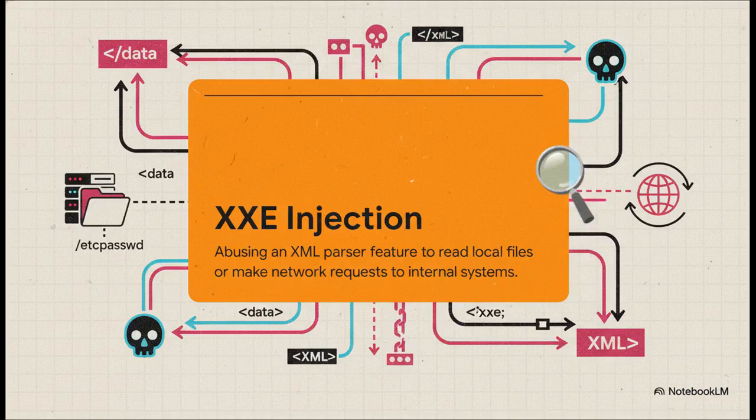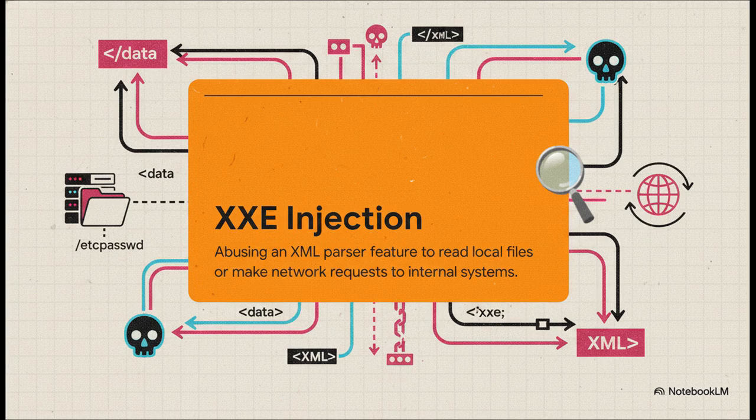Okay, so let's zoom in on XML External Entity Injection, or XXE. XML is a super common format for exchanging data, and it has this feature called entities. You can think of them as variables or shortcuts. But here's the dangerous part. XML allows you to define an entity that pulls its value from an external source, like a file on the server's hard drive. So, in an XXE attack, the attacker crafts a special XML document.